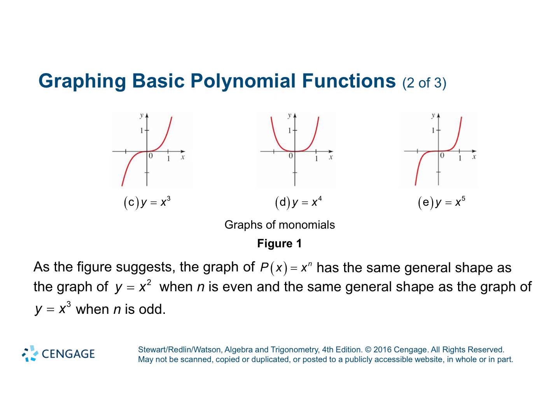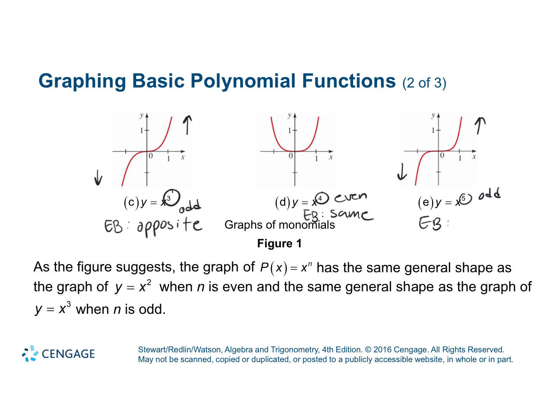So we have C, D, and E, which is y equals x cubed, x to the fourth, and x to the fifth. Notice how this one is a positive odd coefficient, and it's going down, up. So the end behavior is opposite. Notice how for D, it's even, and they're both going up. It's a positive even function. So this is the end behavior. It's going to be the same. And then for the positive odd, again, since it's odd, it's going to be down, up. So that means the end behavior is going to be opposite.